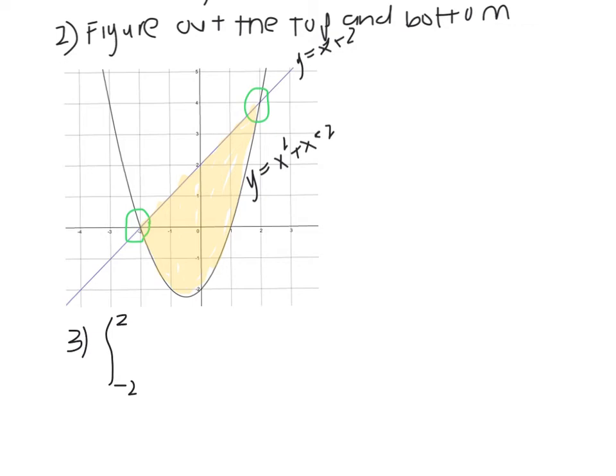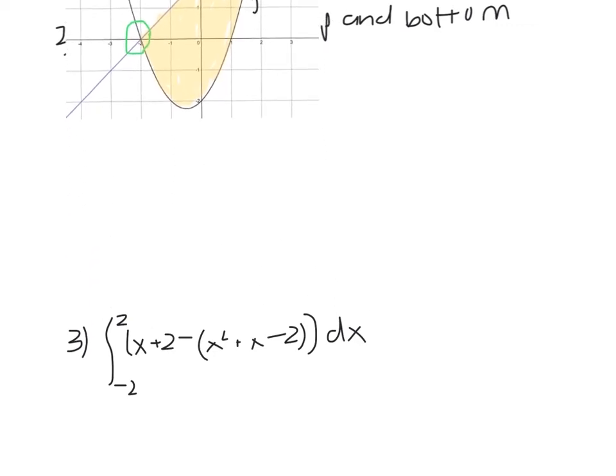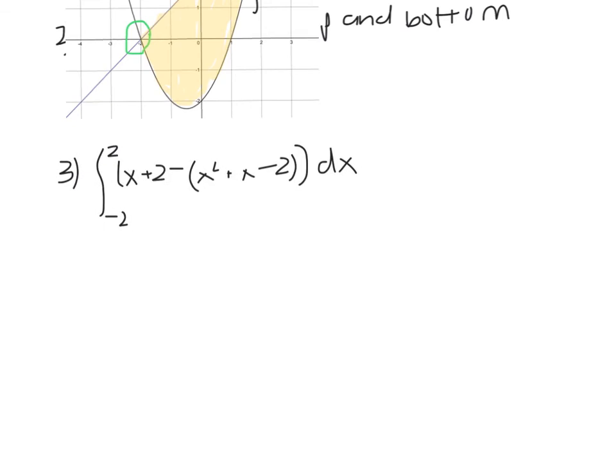And what we're going to do is take our top function, x plus 2, and subtract from it our bottom function, x squared plus x minus 2. So we're taking our definite integral between our two intersection points as our boundaries, of our top function minus our bottom function. The easiest way to do this, in my opinion, is to start by subtracting those functions from each other.